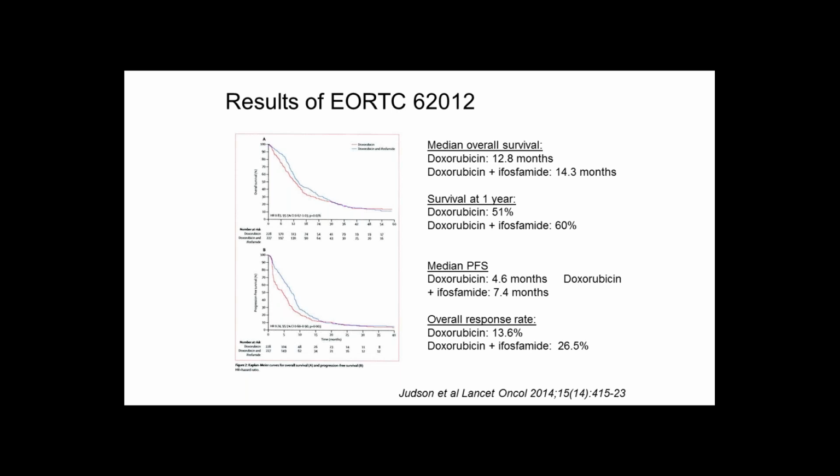So the combination of doxorubicin and ifosfamide may and still does have a role for patients who are very symptomatic due to their metastatic sarcoma, for patients with rapidly progressive disease, or in patients where we really need to get a response rate to enable other forms of treatment such as surgery or radiation.